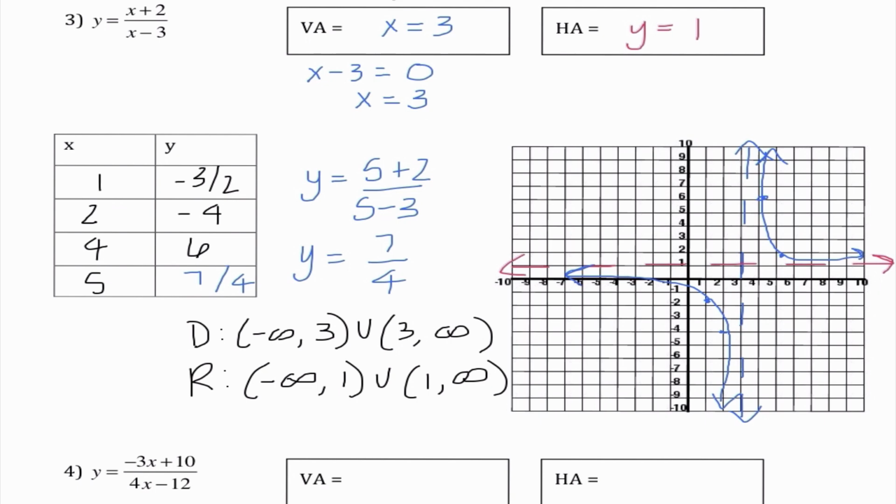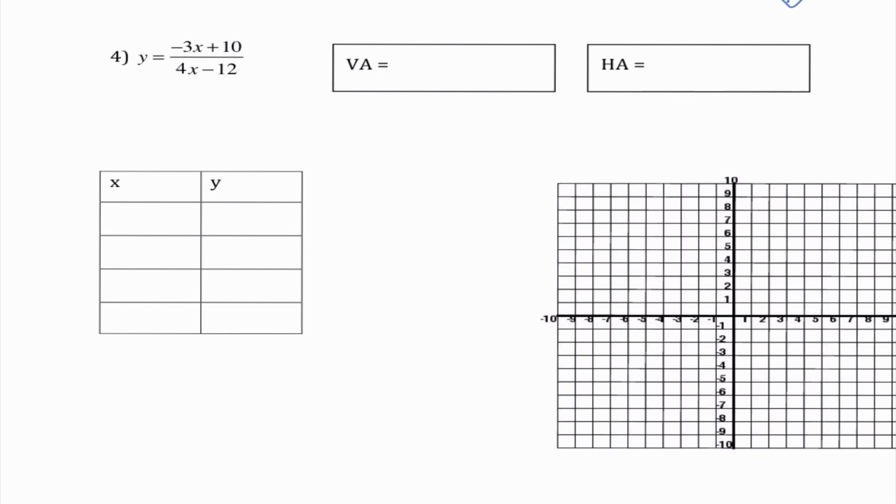So we're going to do one final problem, and we're going to see it's exactly like what we just did. A lot of this is just repetition, making sure we understand how to do it. So number 4, I'm going to go ahead and set my denominator equal to 0. So I get 4x equals 12. So x equals 3 is our vertical asymptote. For our horizontal asymptote, I'm taking the coefficients, and I get y equals negative 3/4.